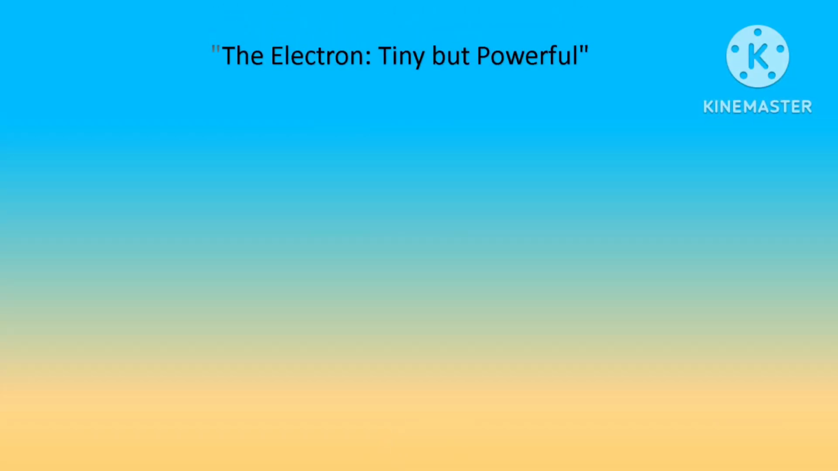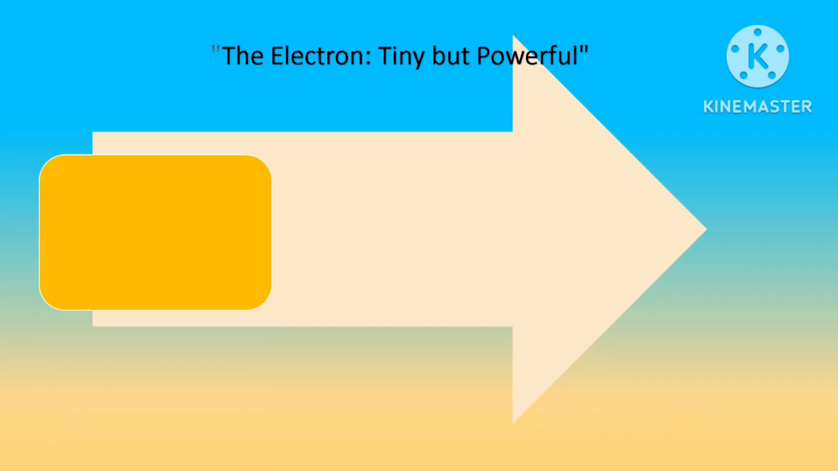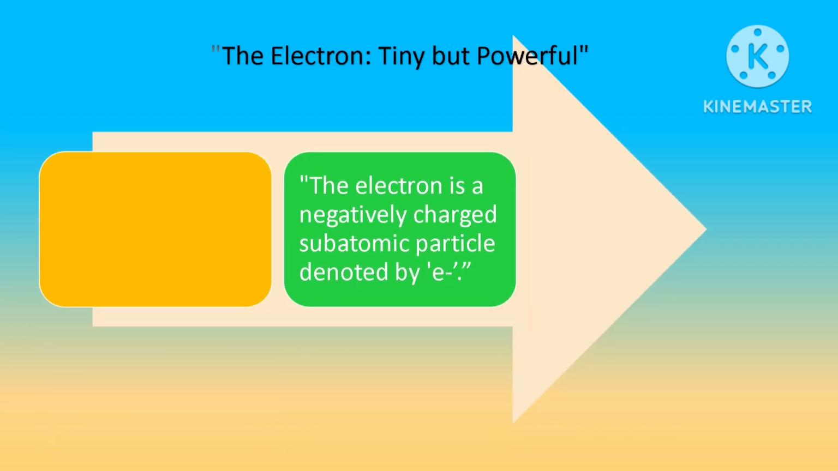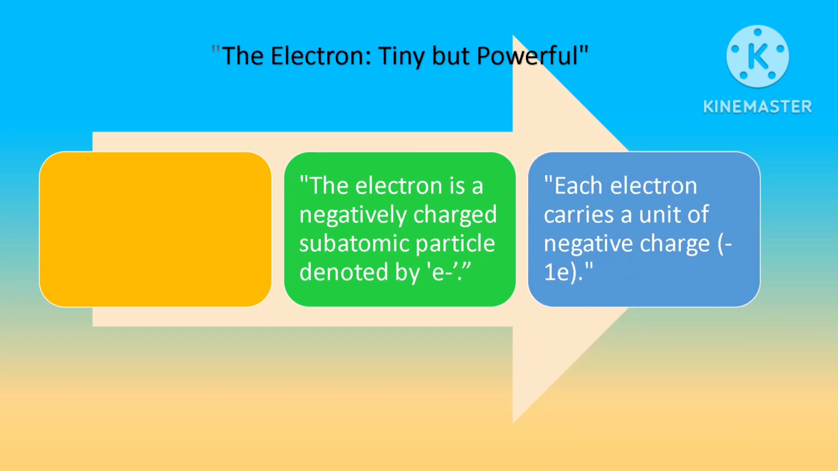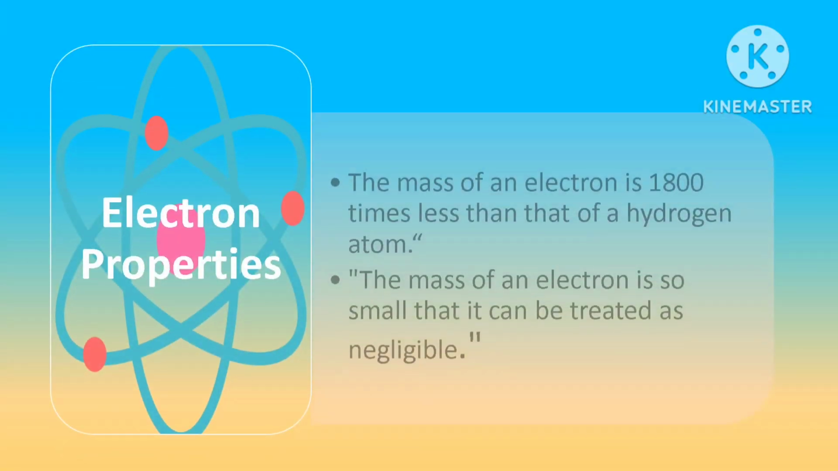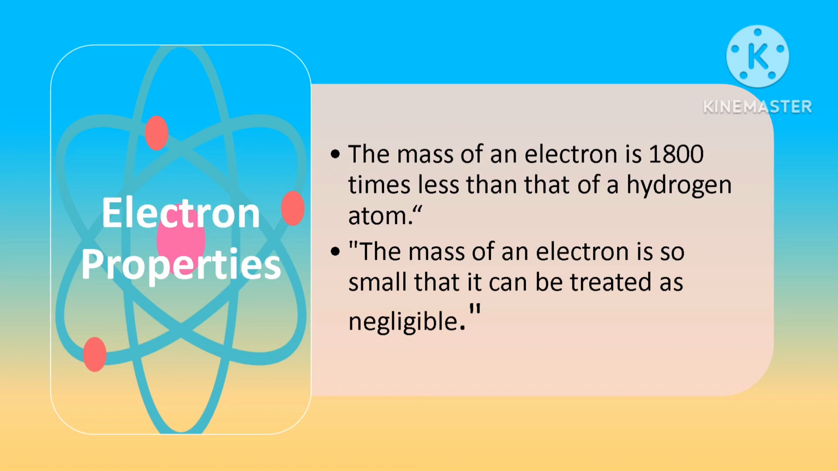The electron, tiny but powerful. The electron is a negatively charged subatomic particle denoted by e^-. Each electron carries a unit of negative charge. Electron properties. The mass of an electron is 1800 times less than that of a hydrogen atom. The mass of an electron is so small that it can be treated as negligible.